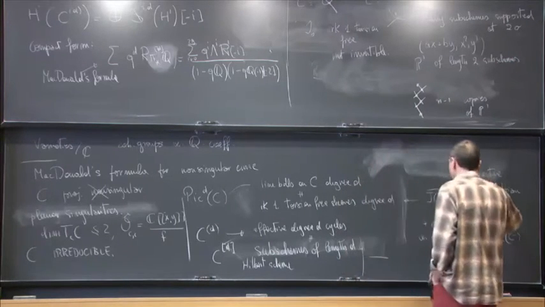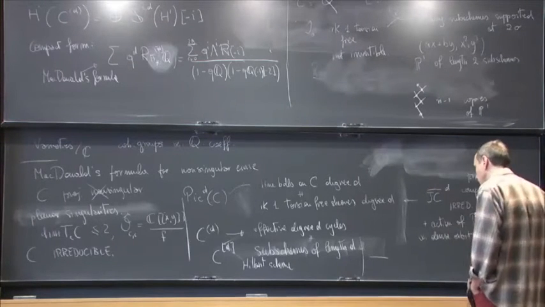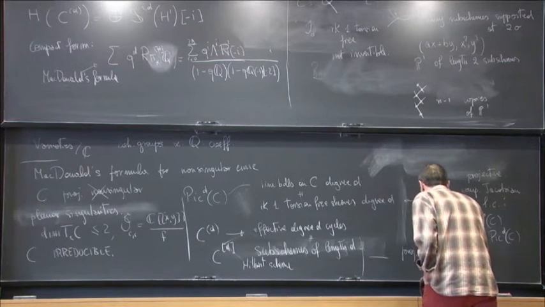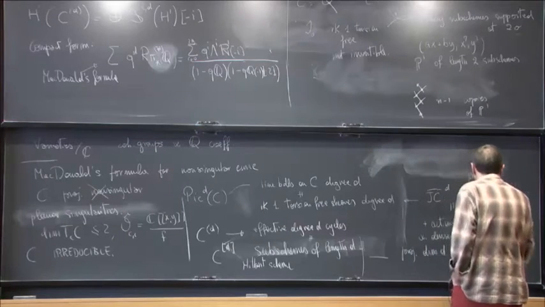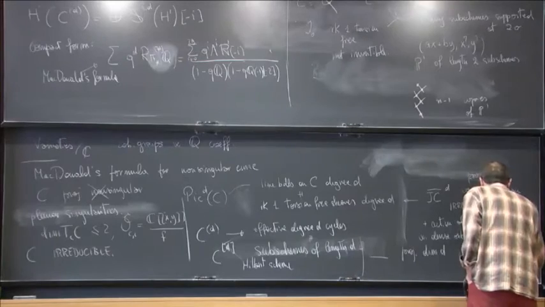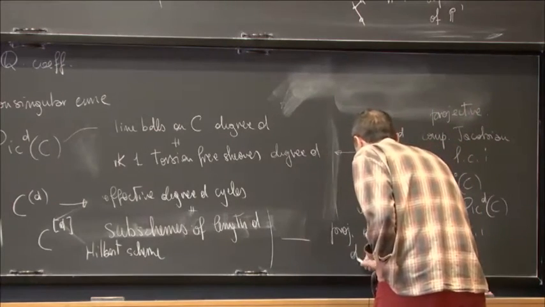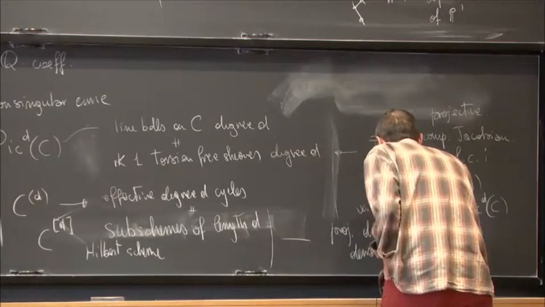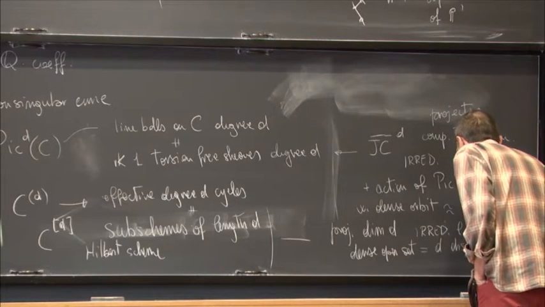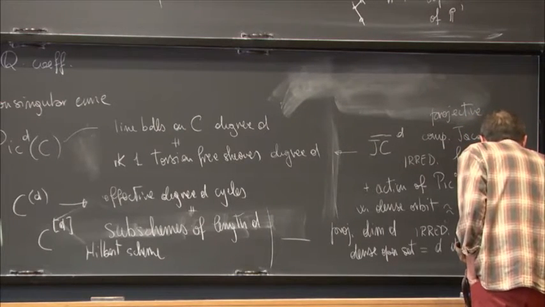Okay, so this is a sort of a compactification of Pic^d. So what about this guy? We still have that it's projective, dimension d, irreducible, locally complete intersection, and has a dense open set which corresponds to d distinct regular points of C.